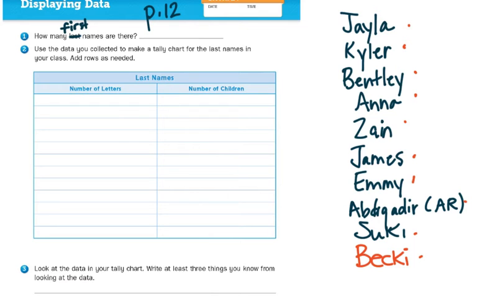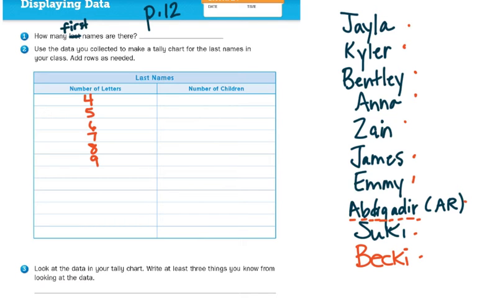Well, the least amount of letters would be 4. And what would be the most? Abdikadir, right? 1, 2, 3, 4, 5, 6, 7, 8, 9. So we're going to count up 4, 5, 6, 7, 8, 9. Would you write that in your math journal on page 12?